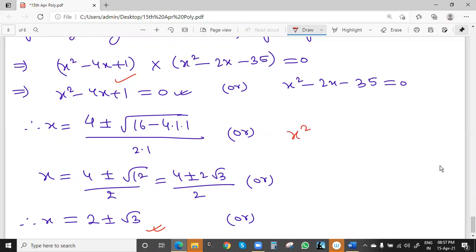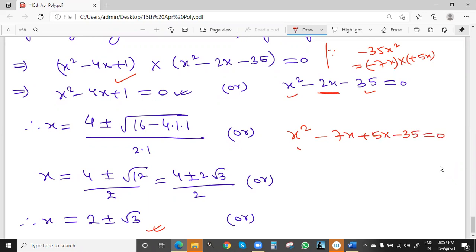So splitting the middle term, if you know: minus 2x we have in the middle, and minus 35x square we want by multiplication. So 35 is 7 into 5. So we can write minus 7x and plus 5x. So minus 7x into plus 5x will give minus 35x square. So this will be x square minus 7x plus 5x minus 35 equal to 0. From these two values we can take x common, so x minus 7. From these values we can take 5 common, x minus 7, same process every time.